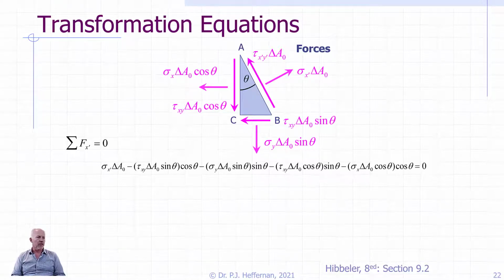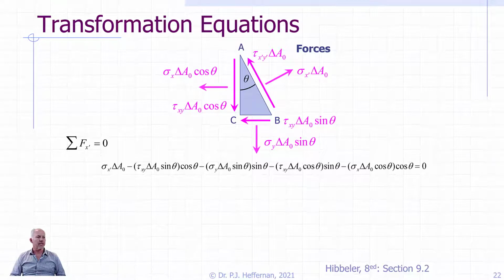So if we go down, we'll start at the shear stress on the plane CB, and so that's tau xy delta A naught sine theta. And if we multiply that by cos theta, we will have that component in the x prime direction.